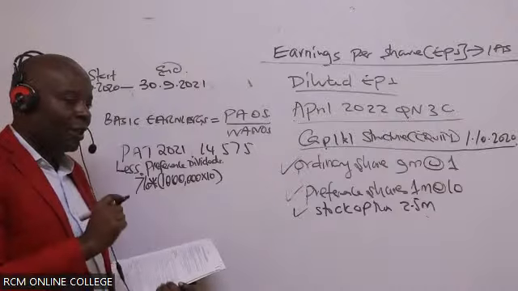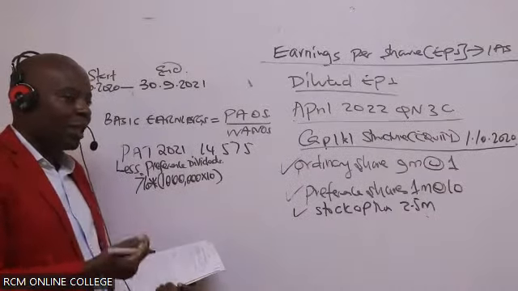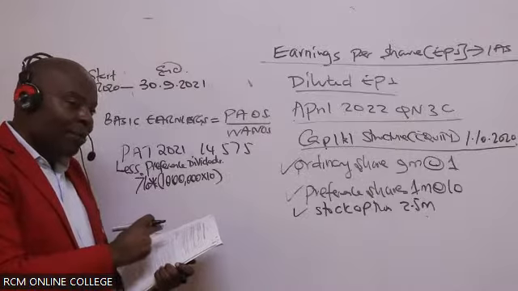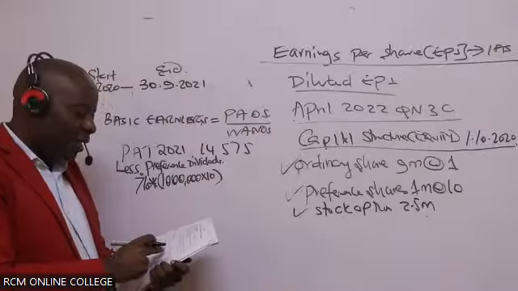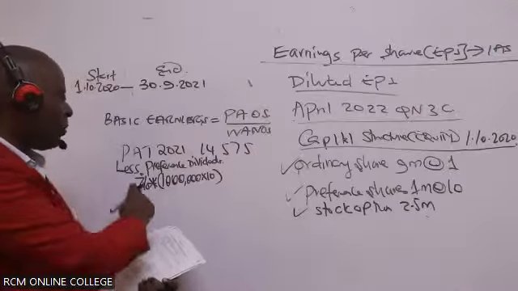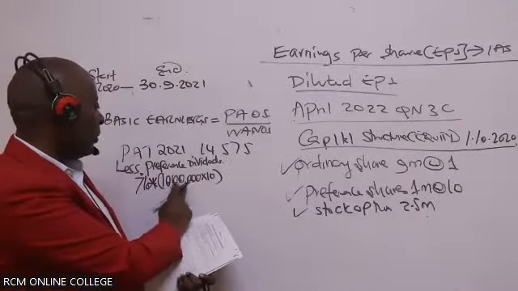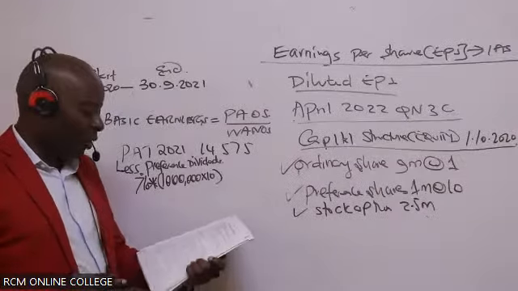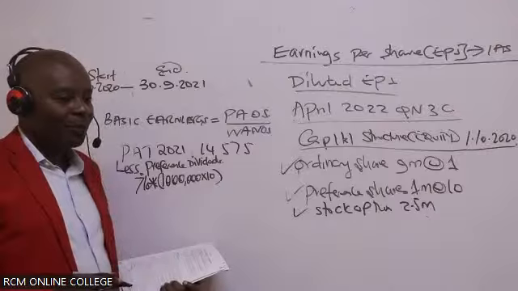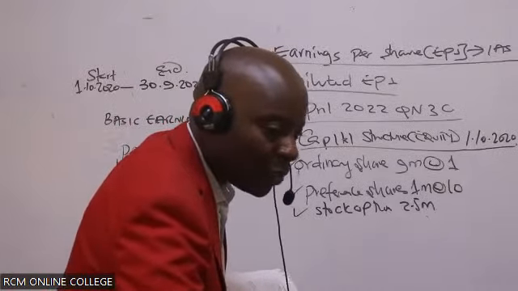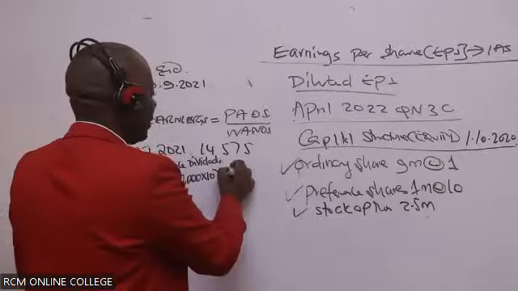Remember, preference dividends are normally a percentage, a coupon, times the total par value. Remember the 1 million, those are preference shares, and then they have given us the par value, which is 10. So 7% of 10 million will give me how much in terms of thousands? In terms of thousands, this will be 700, isn't it?